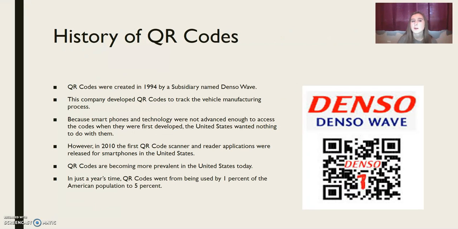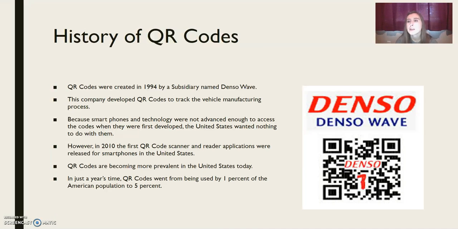The history of QR codes. QR codes were actually created in 1994 by a business named Denso Wave in Japan. And they created QR codes to be able to track the vehicle manufacturing process for Toyotas.